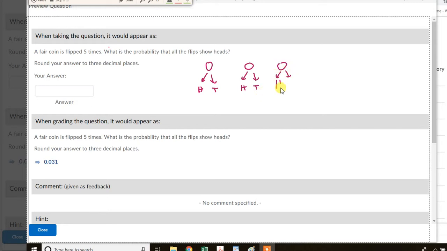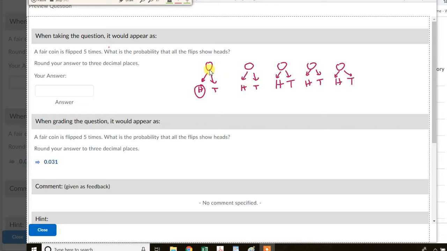Now, is the result of each flip going to influence the next flip? So for instance, if I got a heads on this first flip, does that change the likelihood I'm going to get a heads on the next flip? And the answer is no. The coins are independent of each other.